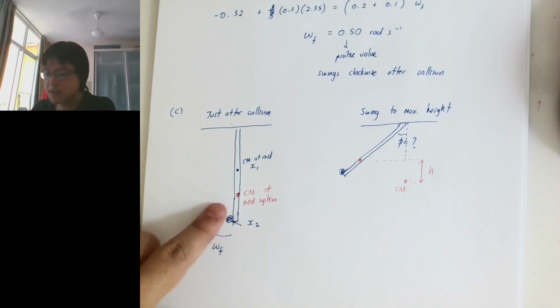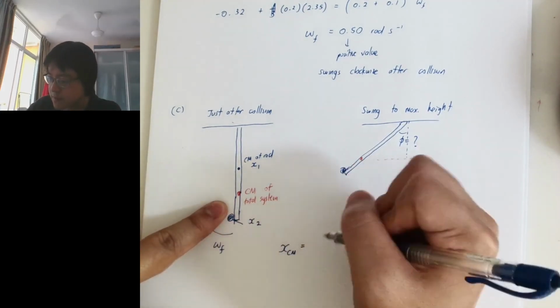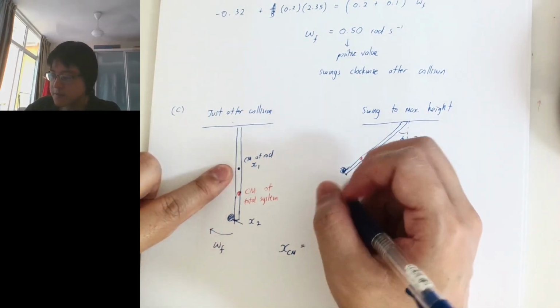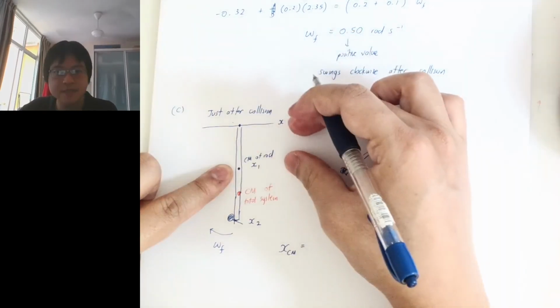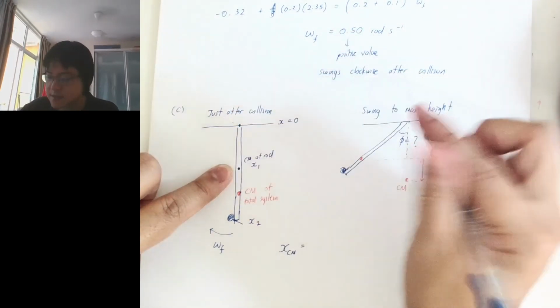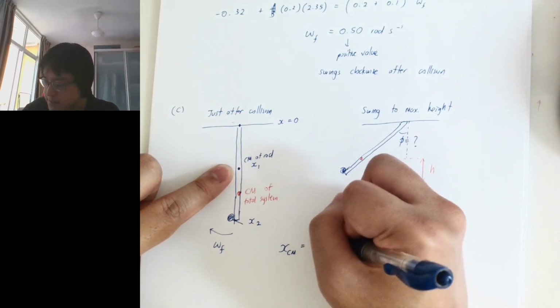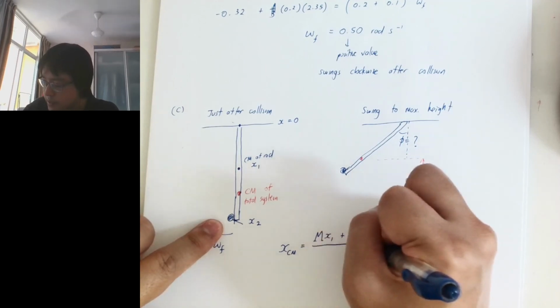Okay, so let's find the center of mass of the total system. So my xcm is this. Let's say this part is x equals 0, so I want to find the distance from the axis. According to the center of mass, I have the mass times position 1, plus the other mass times position 2, divided by the total mass.